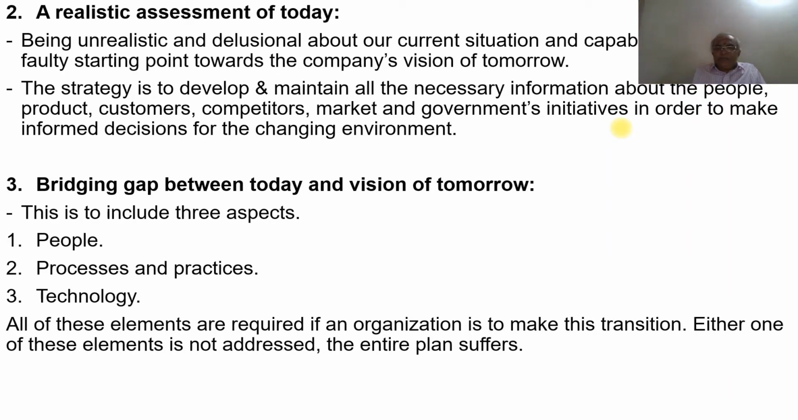Realistic assessment of today. So what is that? Being unrealistic and delusional about our current situation and capabilities may give a faulty starting point towards the company's vision of tomorrow.